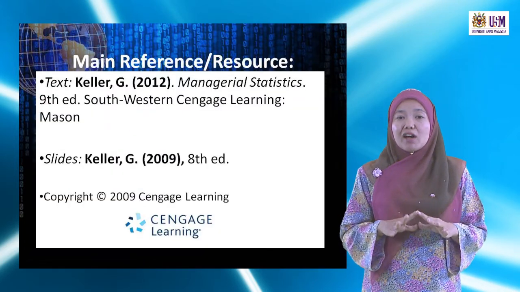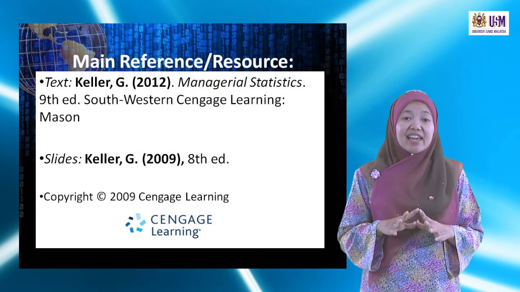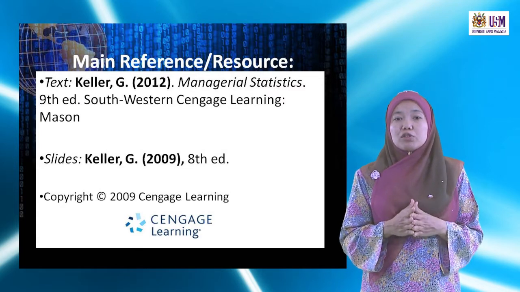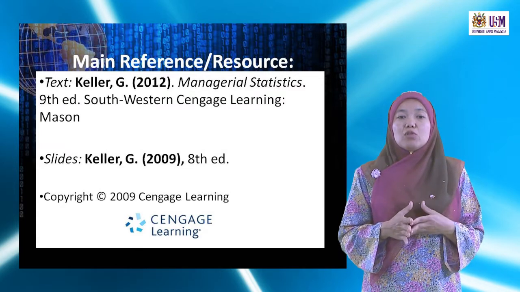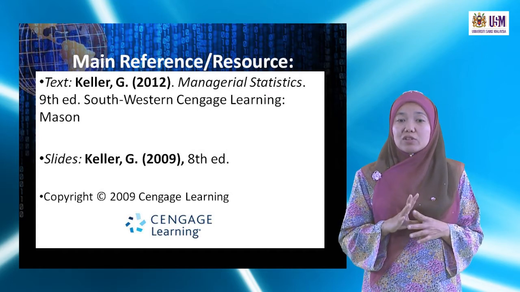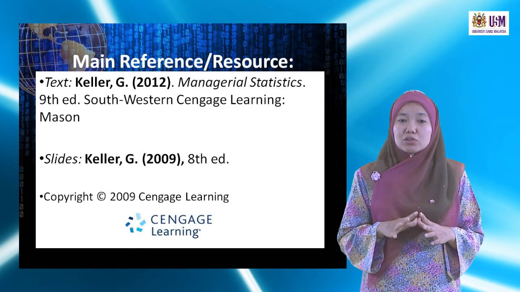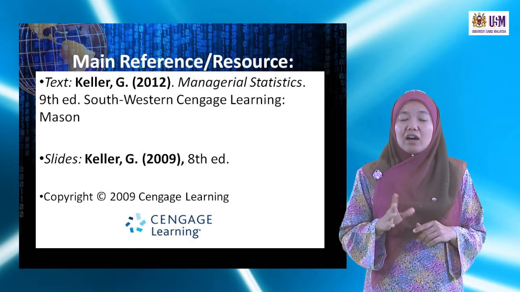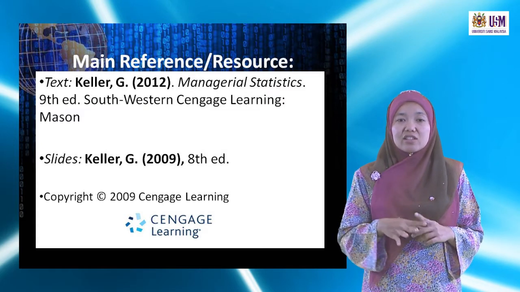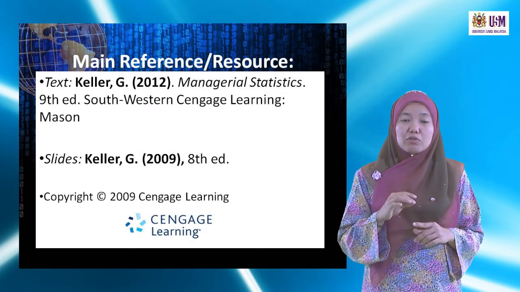For this topic of ANOVA, our main reference and resource is still Keller 2012, Managerial Statistics, the 9th edition, which is produced by South-Western Cengage Learning, while the slides that I'm using are mostly sourced from Keller 2009, the 8th edition. Copyright as usual belongs to Cengage Learning. As for the other sources that I use, in terms of the comics and tables, I put the sources on the slide as we come to that.